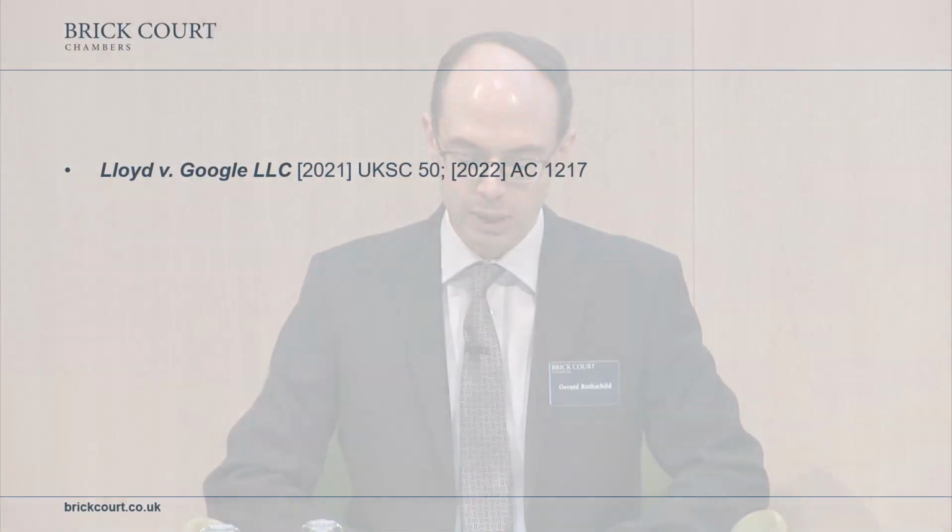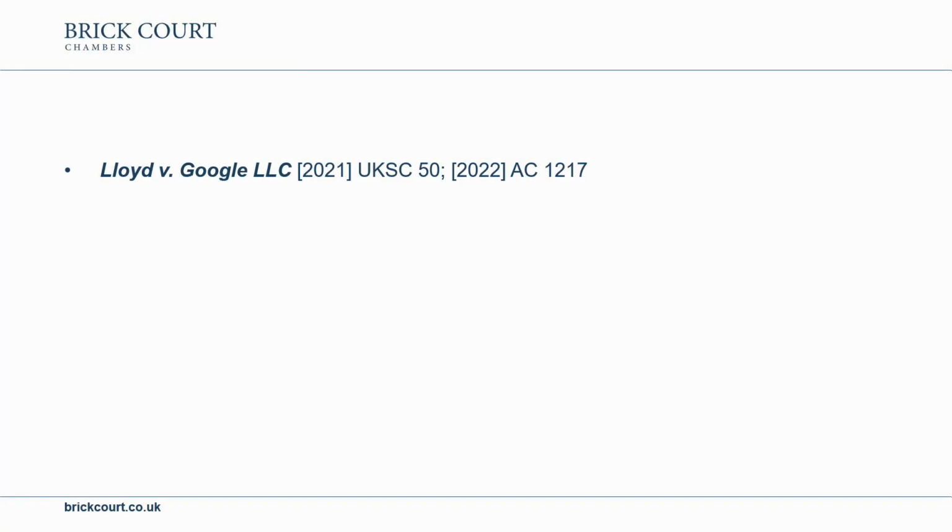So in that case, citation on the screen, Mr. Lloyd sought to use the representative action procedure for a very large class action. He wanted to claim against Google on behalf of over 4 million UK resident iPhone users, alleging that their internet activity was being secretly tracked by Google for commercial purposes. And he relied, as Victoria told us, on Section 13.1 of the Data Protection Act 1998, now superseded, but which back then provided a right of compensation where an individual, quote, suffers damage by reason of any contravention by a data controller of any of the requirements of the 1998 Act.